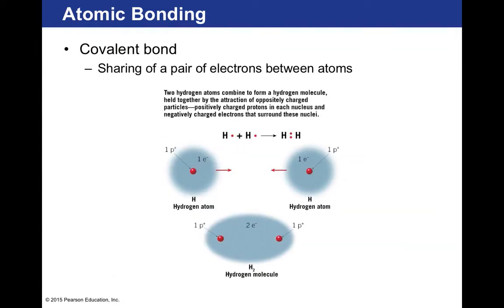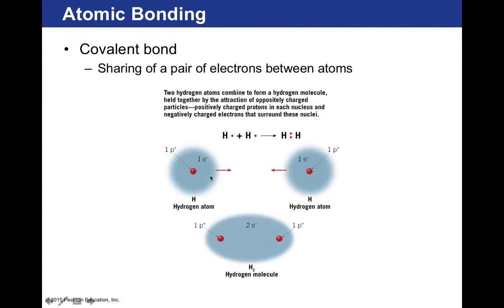Another type of bond is called a covalent bond. This is when 2 elements end up sharing 1 electron. So it's not that an electron is given up, because that electron can still be found outside of either of the 2 nuclei in the combination.